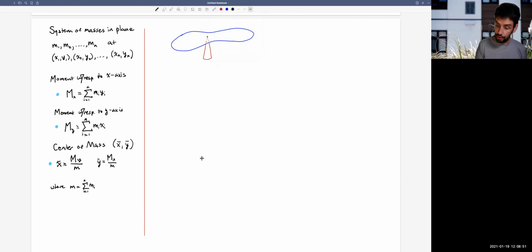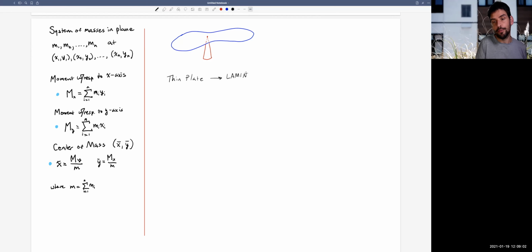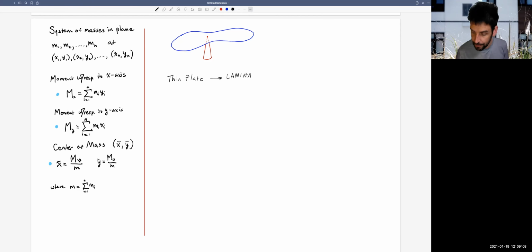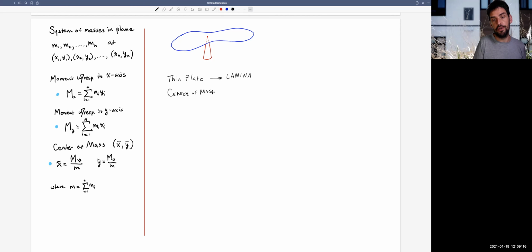So we've already talked a little bit. This thin plate we will sometimes call a lamina. I'm fine with either term. I just want you to know, because you might see that term out there in the world. Same thing with center of mass. This is a perfectly fine term, but you also will hear it referred to as the centroid.